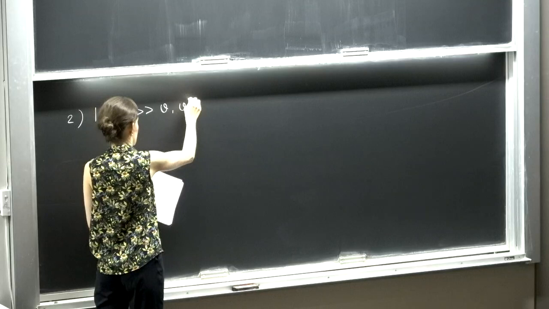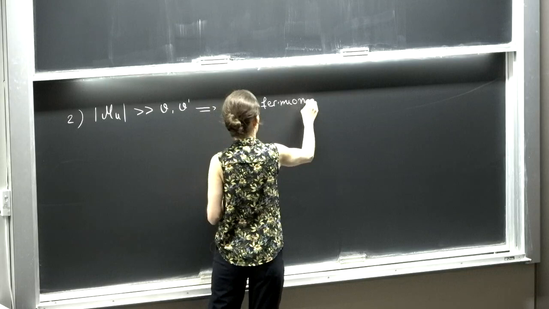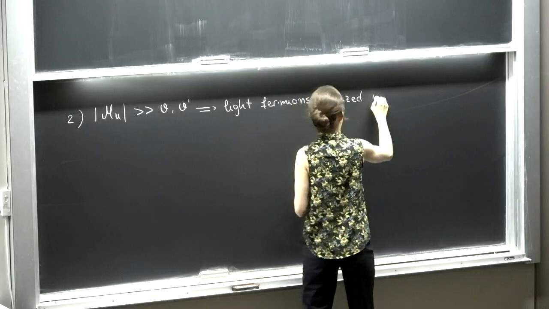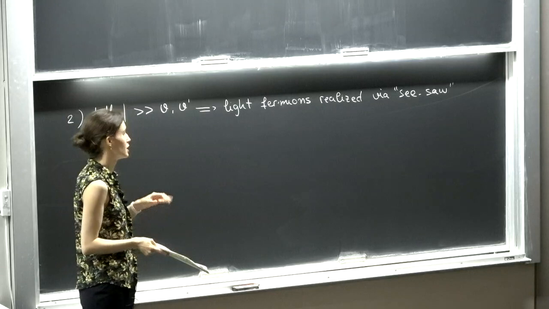What this means, one of the implications of this, is that all of the light fermions, so all the fermions that we have in the standard model, are realized via what sometimes goes by the name of a seesaw mechanism for fermion masses. You may have heard that term in particular in connection with neutrino masses, but it can be more general, and it can be realized more generally in this context.